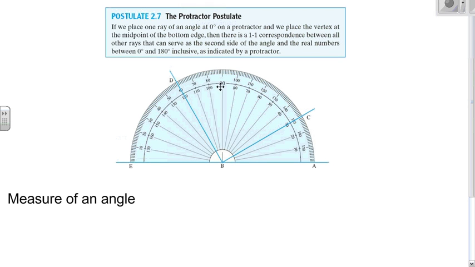To measure angles, we can talk about the protractor postulate, which is similar to our ruler postulate from before. We can match up an angle with a protractor and then get the measure of the angle because it matches up in a 1-to-1 correspondence with the degrees on there.